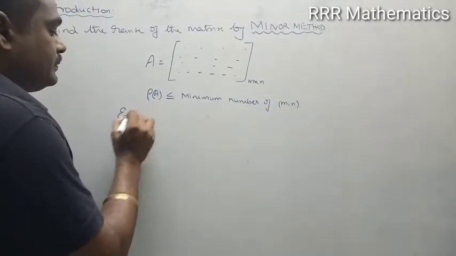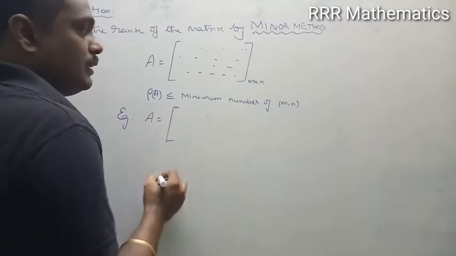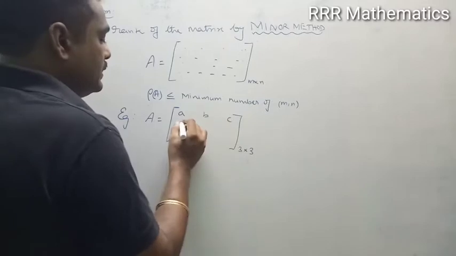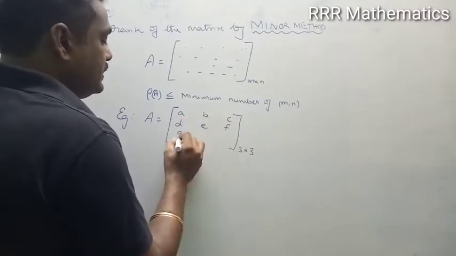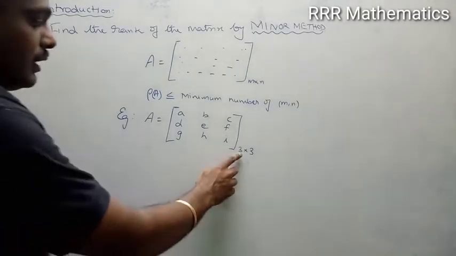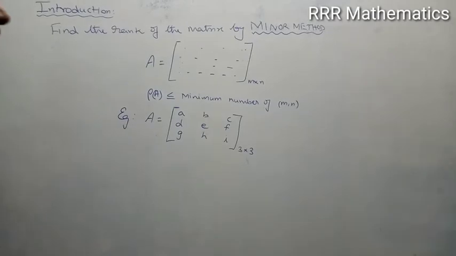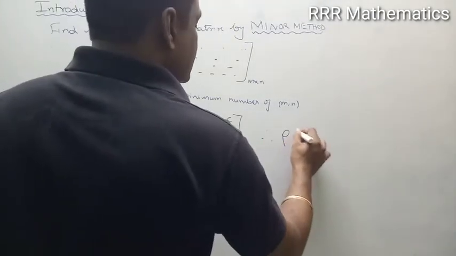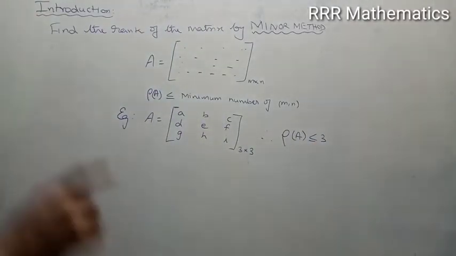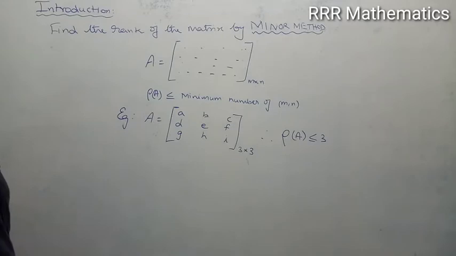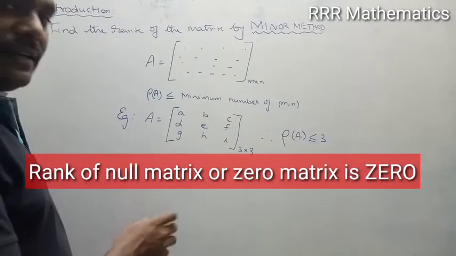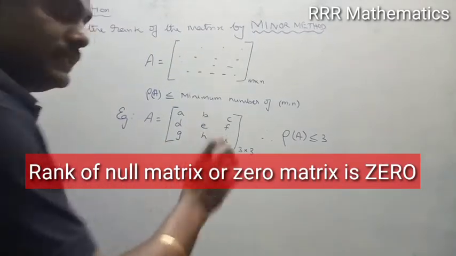For example, I will consider a matrix A whose order is 3 by 3, with elements A, B, C, D, E, F, G, H, I. In this case, the rank of A is less than or equal to the minimum of 3, 3, which is 3. So either the rank of A is 3 or 2 or 1. The rank of 0 is only for the null matrix. If the given matrix is a null matrix or zero matrix, the rank is 0.